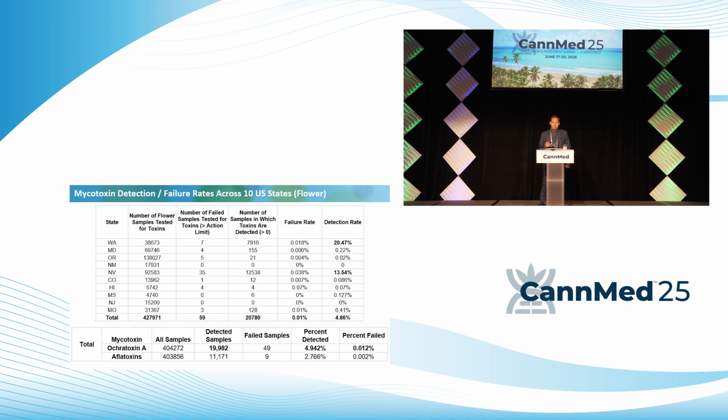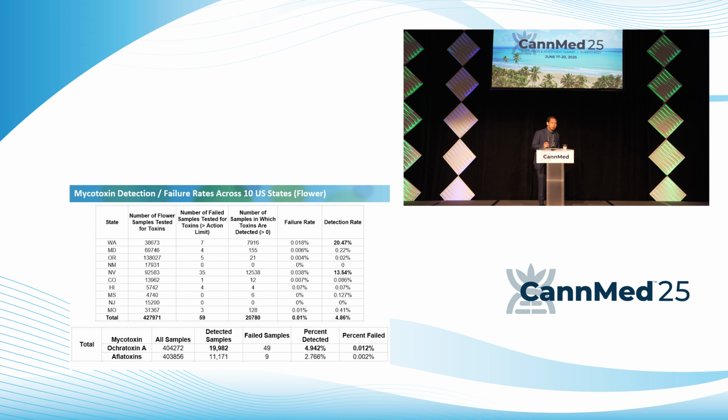It is 0.01%. So not very common that you see these things failing, 59 of them total. And then if we look further down, we break this down by analyte specifically. And so you'll notice here that percent detected is mostly ochratoxin in this case, and percent failed again is mostly ochratoxin. And again, this is looking at over 400,000 samples for each of these.